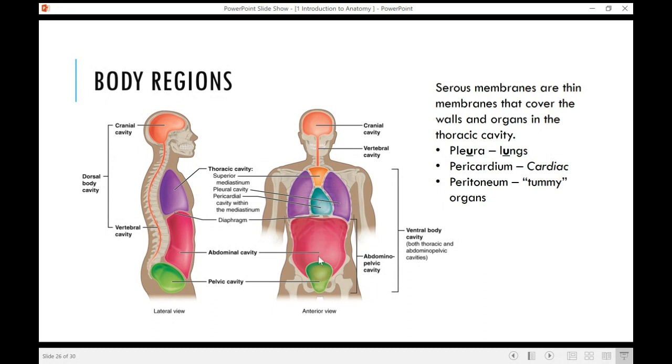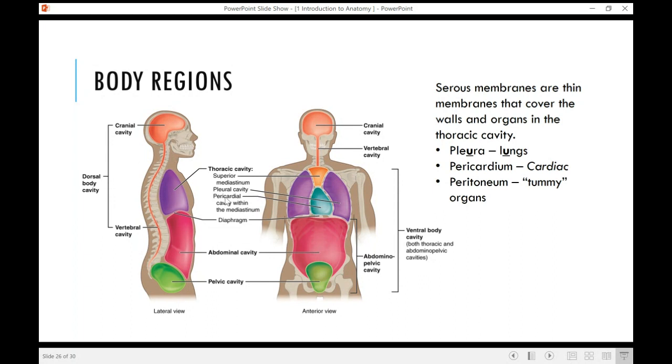We have our abdominal cavity where we're going to find all of those abdominal organs, like our stomach and intestines. We have the pelvic cavity, and together we call those the abdominopelvic cavity. We have the ventral body cavity, which contains those thoracic regions as well as the abdominopelvic regions. We have the dorsal body cavity, which contains the cranial cavity and the vertebral cavity.